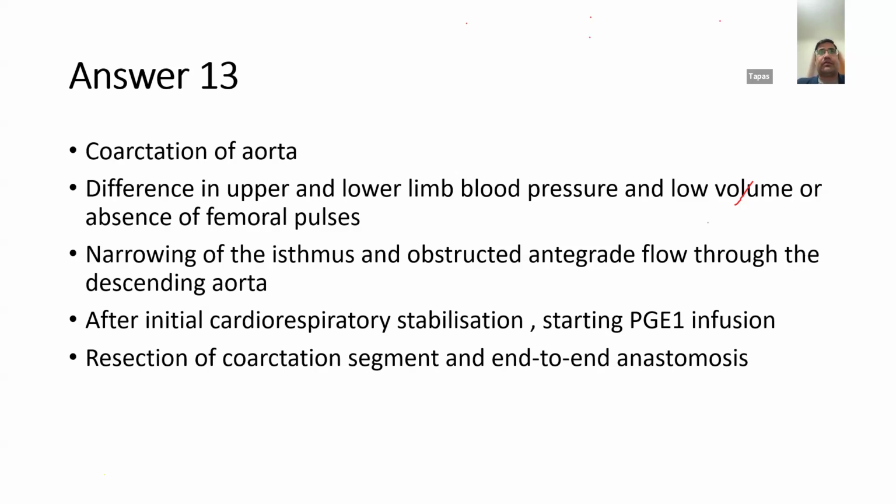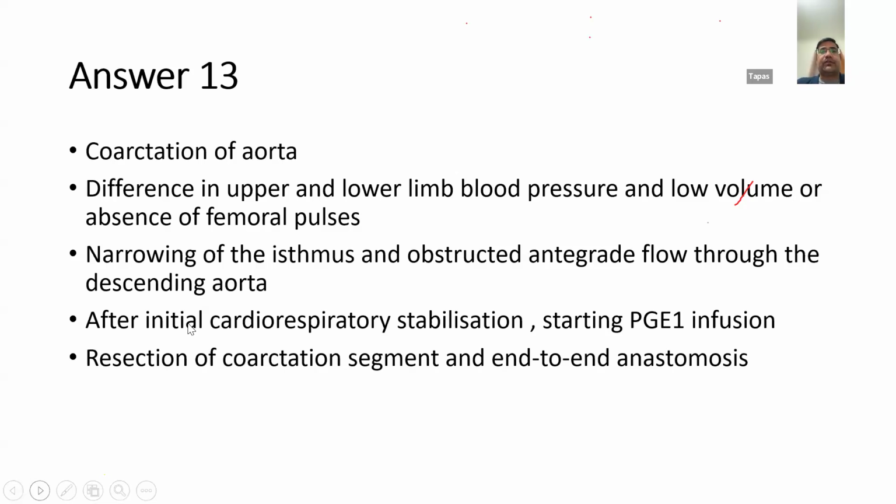if you find it, it rules in coarctation. However, if you are not finding this difference, it does not rule out coarctation of aorta. You may also find a low volume or absence of femoral pulses in the physical examination, which should be seen in all babies who are coming to the NICU. So you should always palpate for the femoral pulses in the babies who are being admitted to the NICU or in the delivery room also.